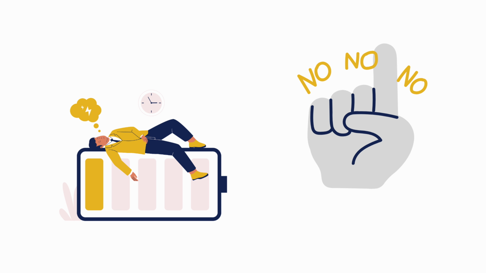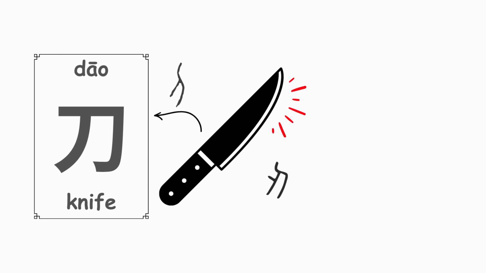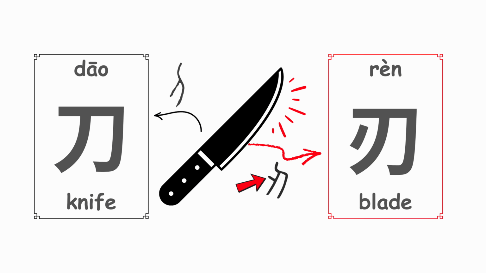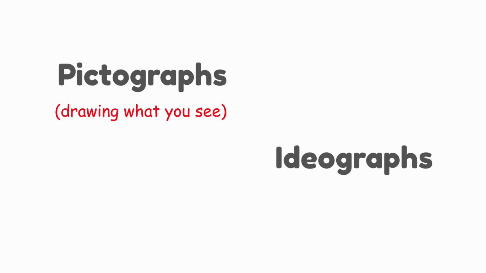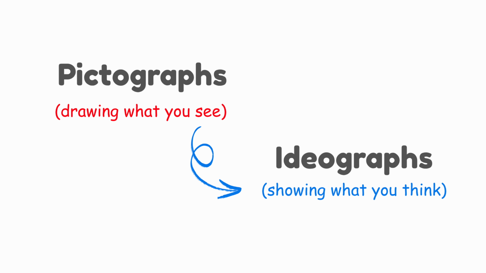No. Our Asian ancestors were much lazier than that. Instead of drawing the whole story, they just added a tiny line to point out the key part. Simple, right? That's how the character 刃 was created. That's the beauty of ideographs. They don't just draw, they explain. They take a picture and add meaning through position or a small mark. These marks help people move from drawing what they saw to expressing what they thought.